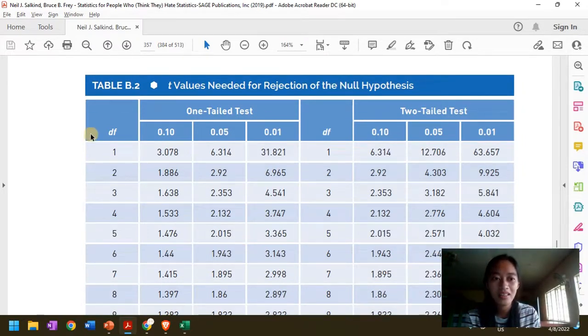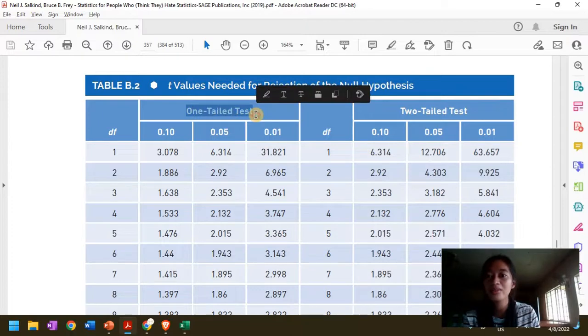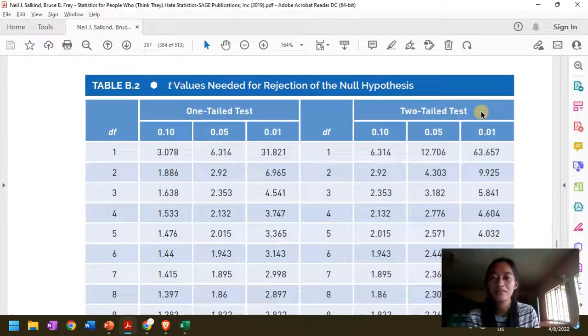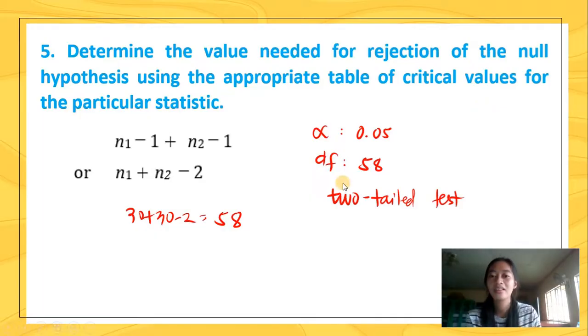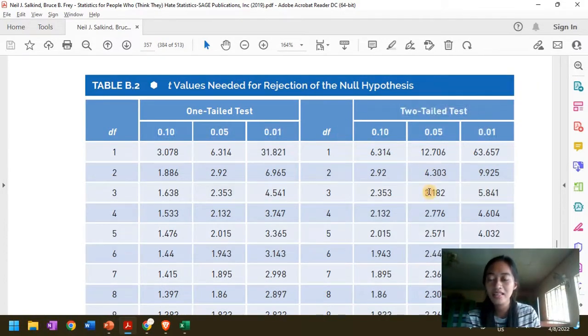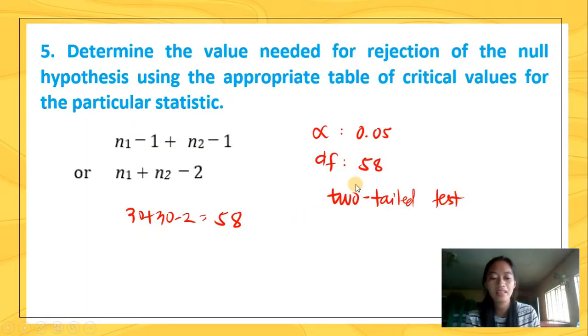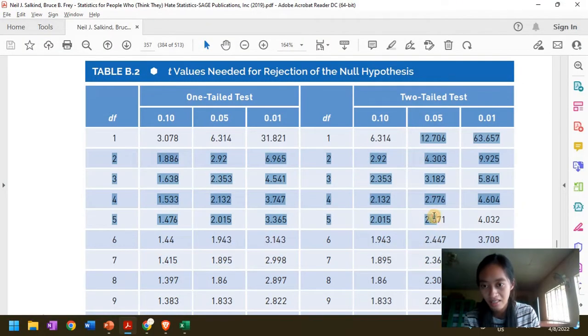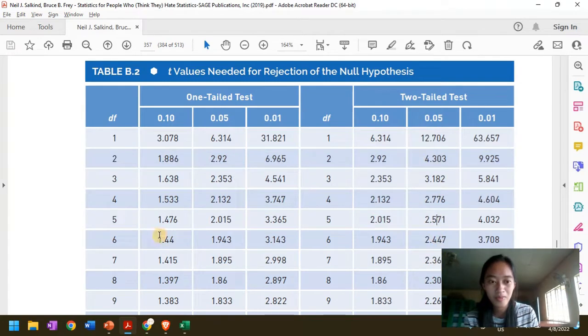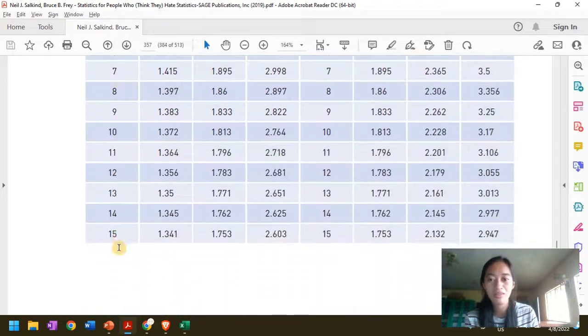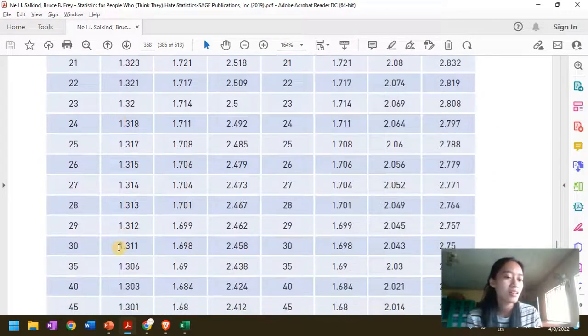Unsaon man. Una, diri sa kasibabaw: is it one-tailed or two-tailed? Atong timaan, it is two-tailed. Ari ka magpili. Asa man ang imong significance level? 0.10, 0.05, 0.01. So, ari ta sa 0.05. Next, asa man nga degrees of freedom? DF 58. So, ato na siyang tungdon diri hantod maabot ta sa katungod niya nga 58. So, scroll lang nimo, tan-aw nimo asang tungda.